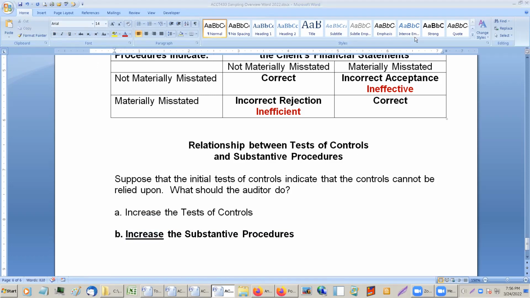Now, the exception to that is if it's a publicly traded company. First of all, publicly traded companies should have good controls. But if it is a publicly traded company, you're required to do the test of controls. So you can't simply walk away from it and say, gee, these are really bad, I'm just going to do more substantive testing. You would finish the test of controls, even if you can't rely on them, to figure out what's wrong, but also increase the substantive testing.